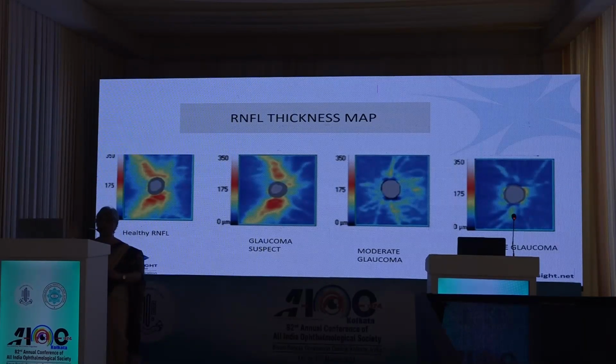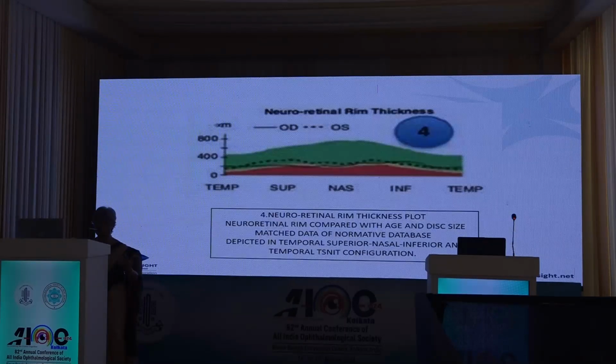Now look at the RNFL thickness map in a person who is normal, a healthy RNFL. Now gradually the RNFL is decreasing, therefore we're getting more and more of blue. Now we're getting moderate glaucoma, we're finding more and more of blue and loss of the hot colors, and in severe glaucoma, you practically have no hot colors at all.